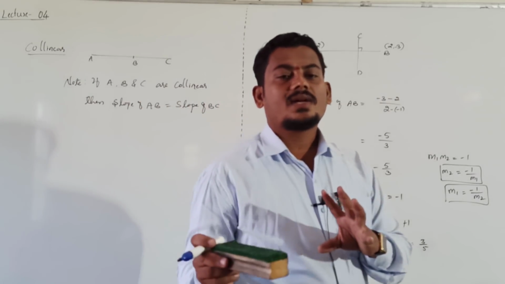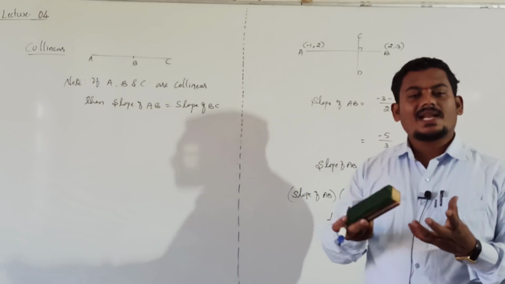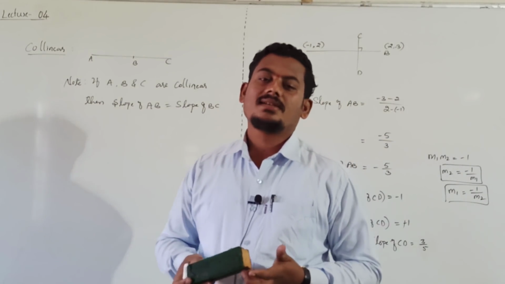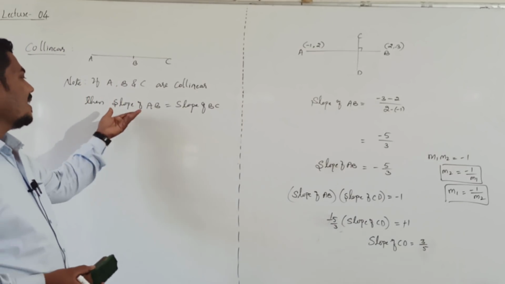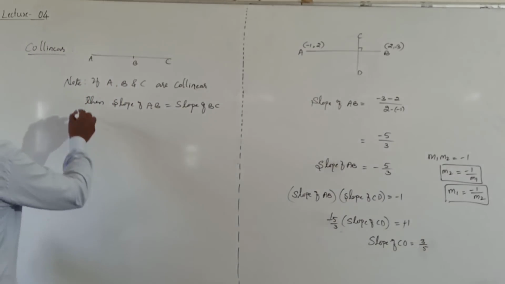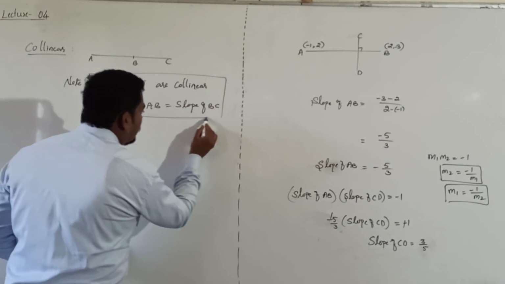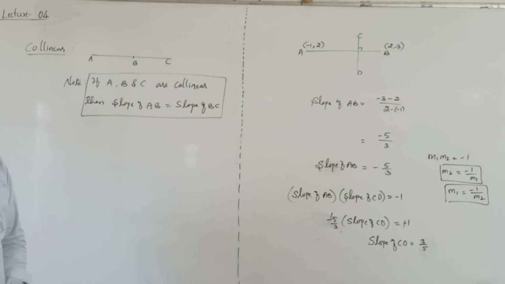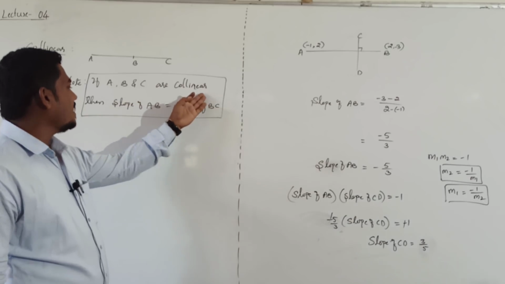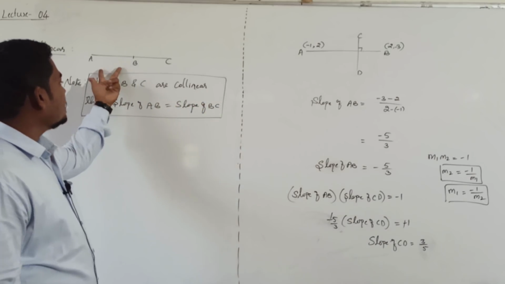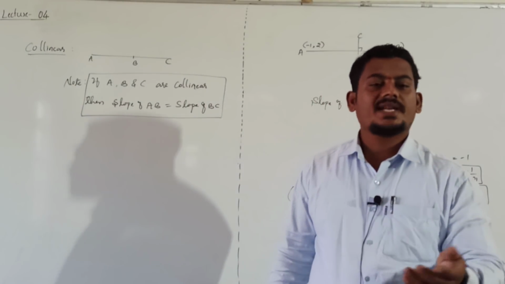If 3 points are collinear, then AB line and BC line are coinciding lines, right? AB line and BC line coincide means they are parallel. Parallel condition, their slopes are equal. Remember this point. We need this condition while solving the problems. If A, B and C are collinear, then slope of AB is equal to slope of BC.